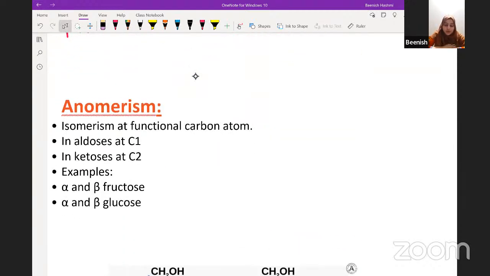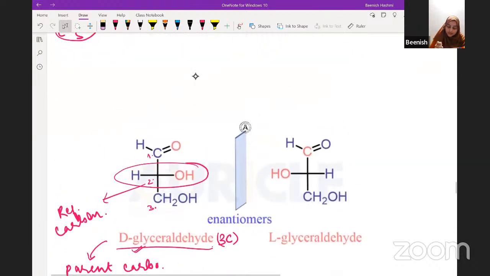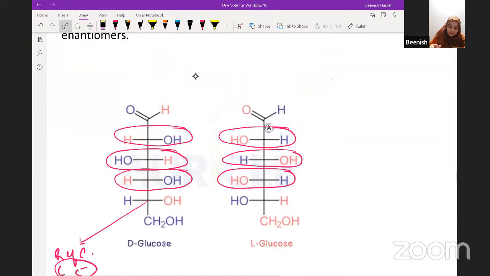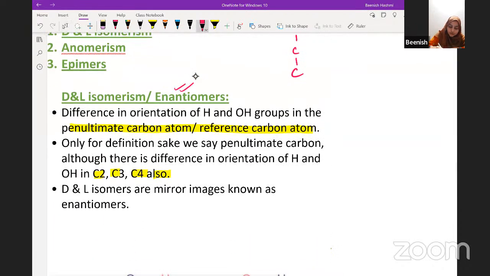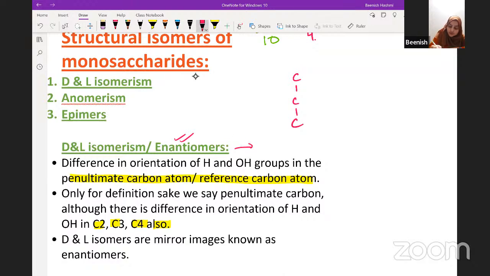Now moving on to anomers. And also one more thing, that these enantiomers are mirror images of each other.